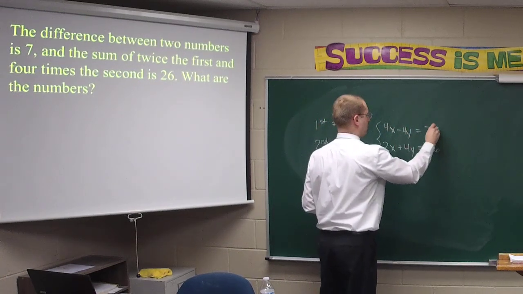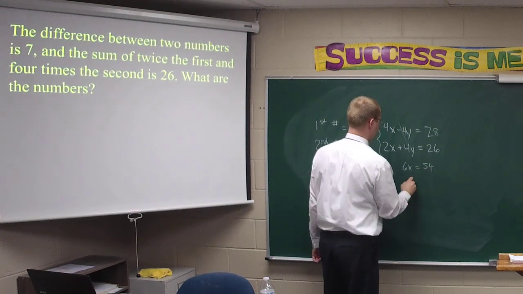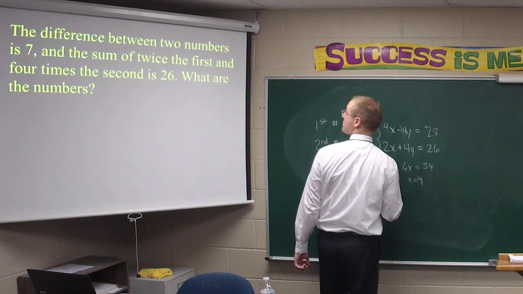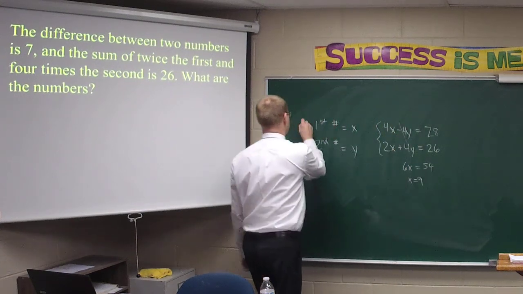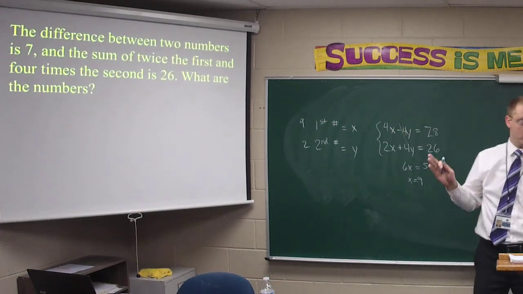6x equals 54. So x will be 9. The difference was 7, right? So 9 minus 2. So 9 and 2 would be our numbers. Good to go on those.